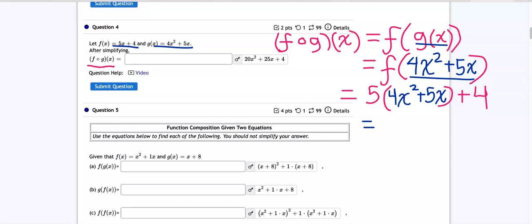And then we're going to use the distributive property and collect like terms, etc. In this case, we're going to end up with a trinomial. You can actually see the trinomial right here. It's 20x squared plus 25x plus 4. So that same thing would be written right here.